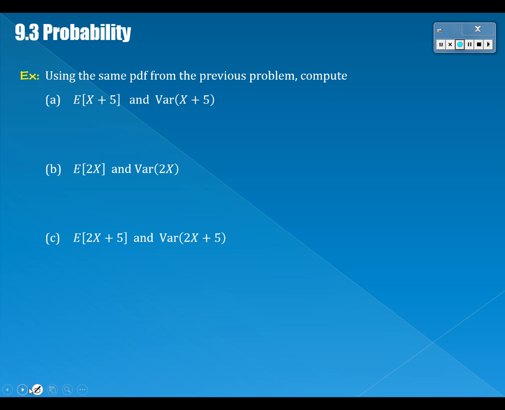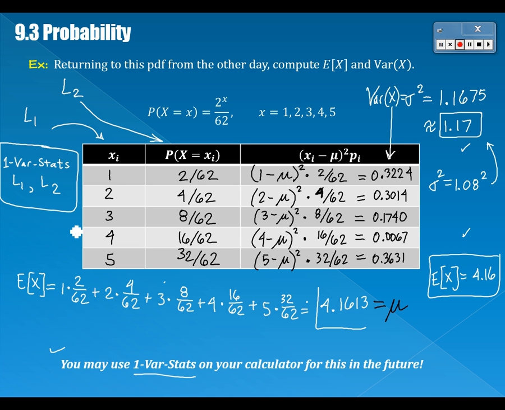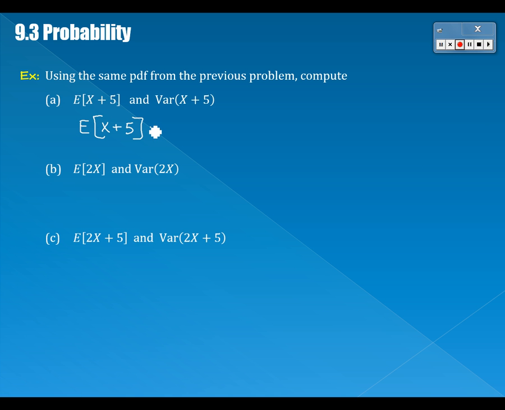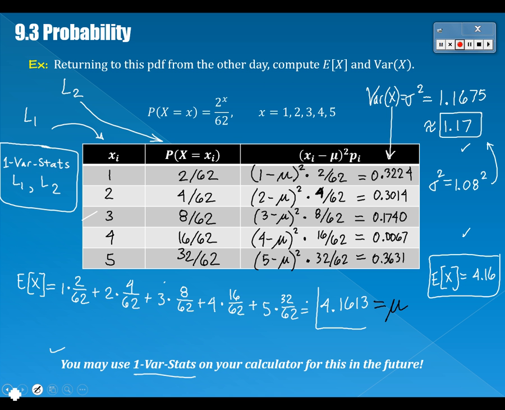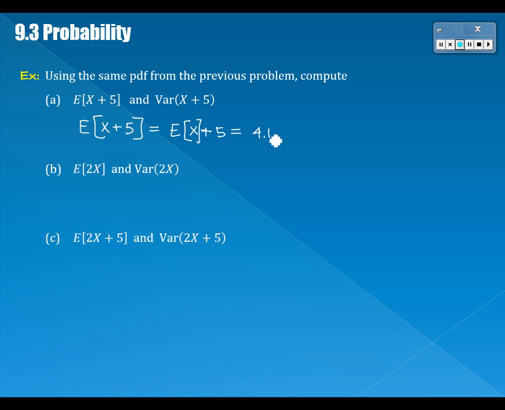So using the exact same PDF from the previous slide, let's compute the expected value of our random variable plus 5. That is, imagine someone came along and changed this data here, keeping the same probabilities, except over here you change all these numbers to be 6, 7, 8, 9, and 10 instead. What would the new expected value be? Well, it would be the same as the old expected value plus 5. So the old expected value was 4.16, so this will be 4.16 plus 5 is 9.16.